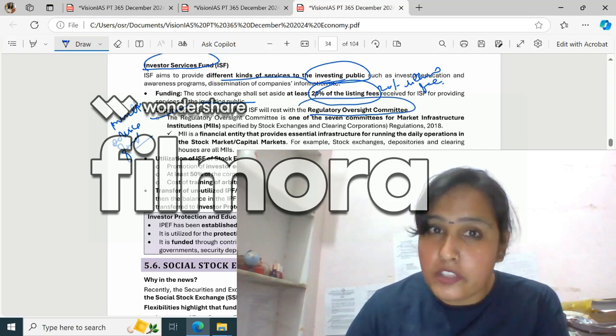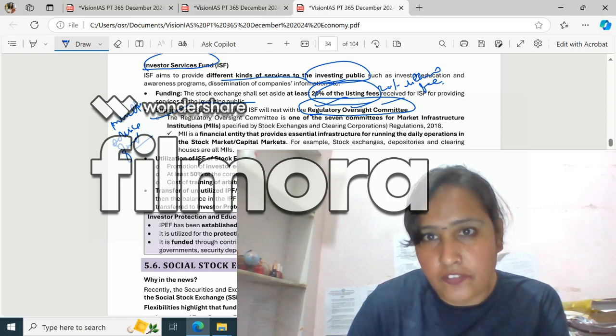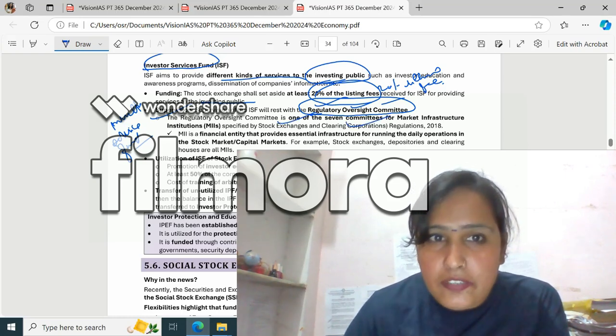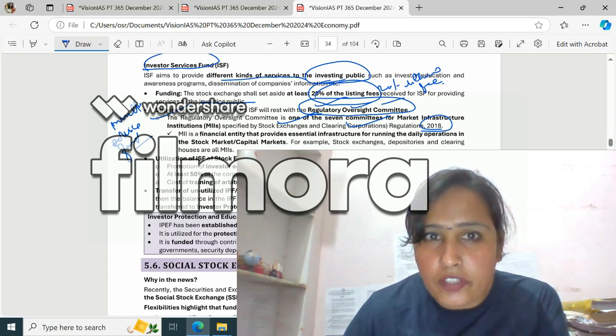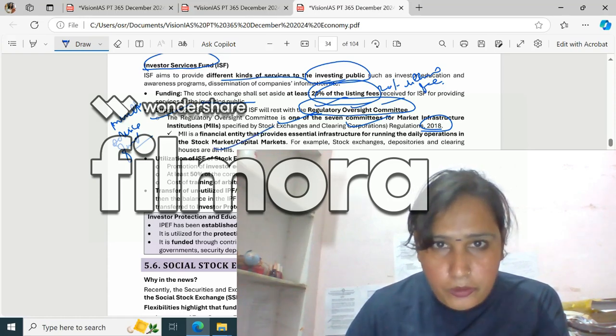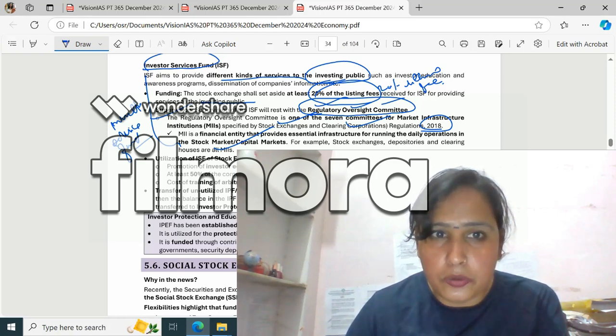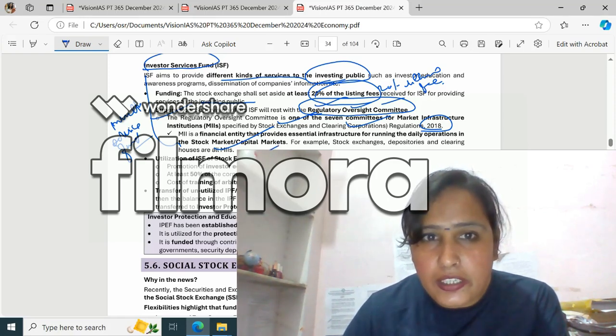Supervision of the investor service fund rests with the regulatory oversight committee, which will regulate all this investment. The institutions specified under the Securities Contracts (Regulation) Stock Exchanges and Clearing Corporations Regulations 2018, and the financial entities that provide the essential infrastructure for running the daily operations in the stock market, are also included in the investor service fund. So what is the utilization of the investor service fund in the stock exchange? First, promoting investor education and promoting awareness.